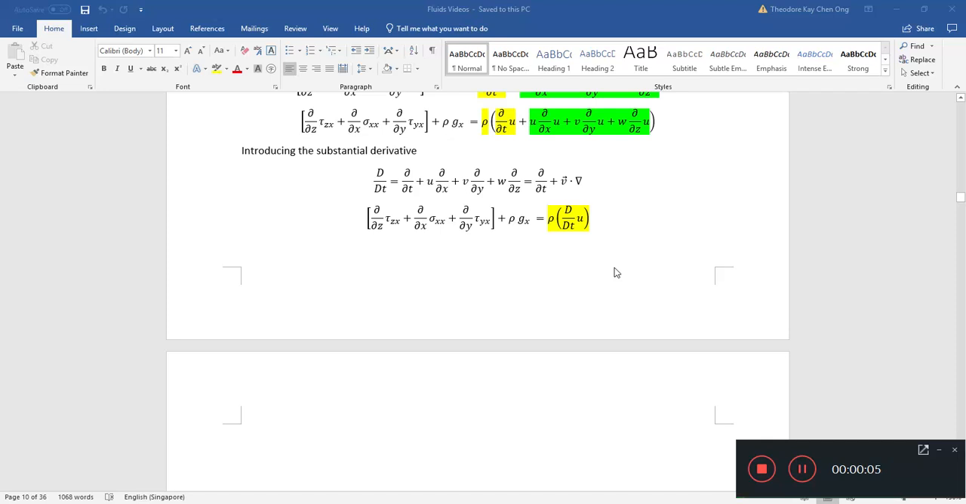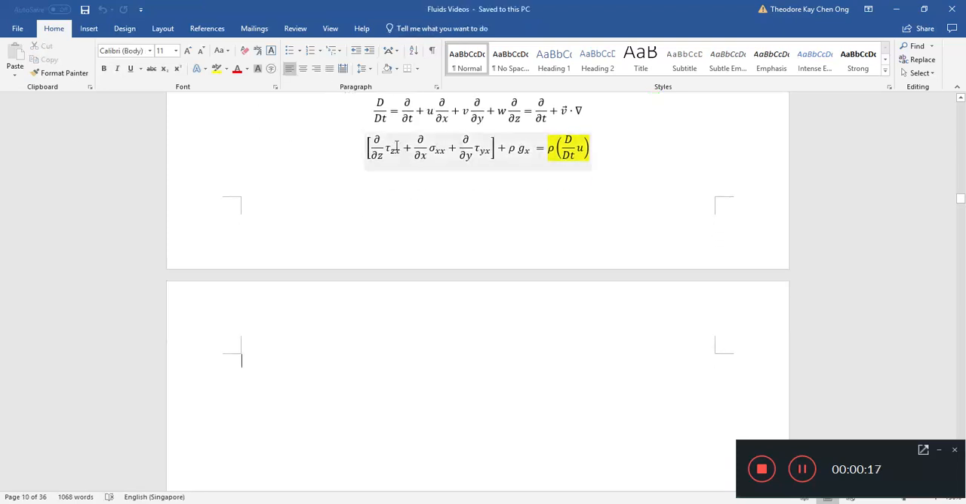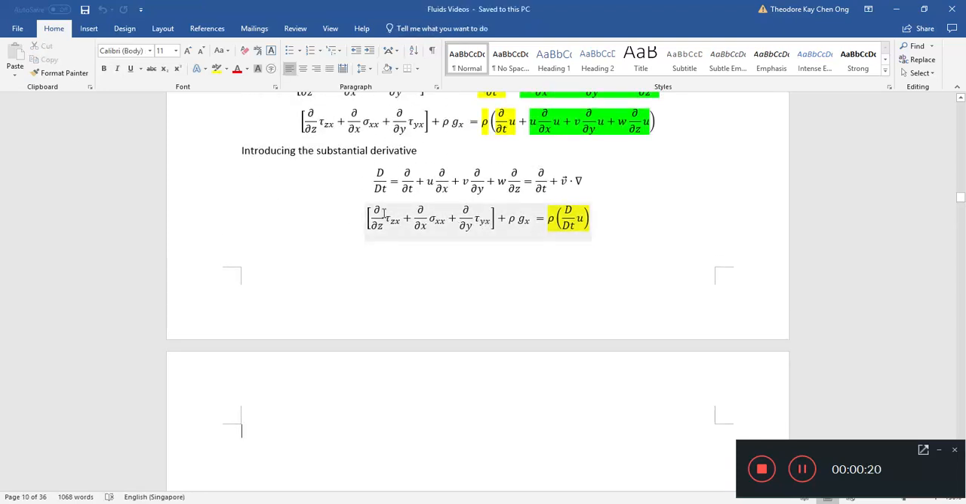Name's Theo again, and we're going to continue our discussion on the Navier Stokes equation. So in the last video, we have come up for our x direction momentum to this point, and now we want to find some correlations to help us determine what these shear stresses and normal stresses are, so that we can simplify this Navier Stokes equation to a form we can easily use.